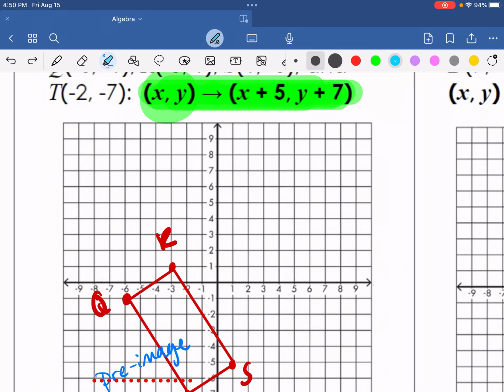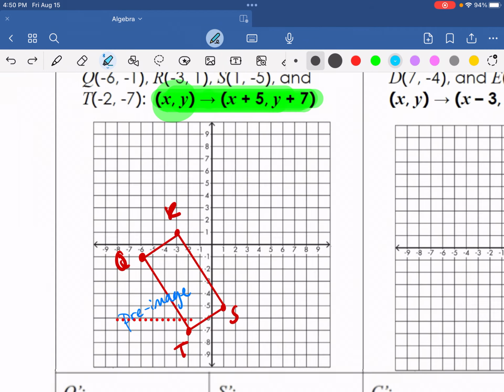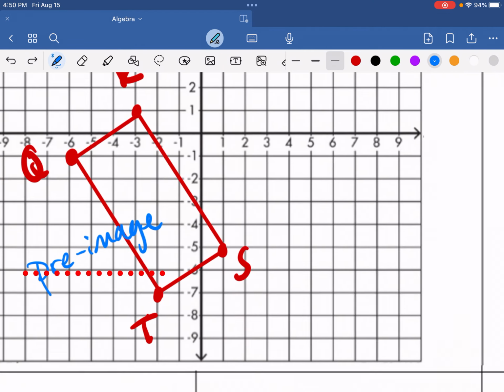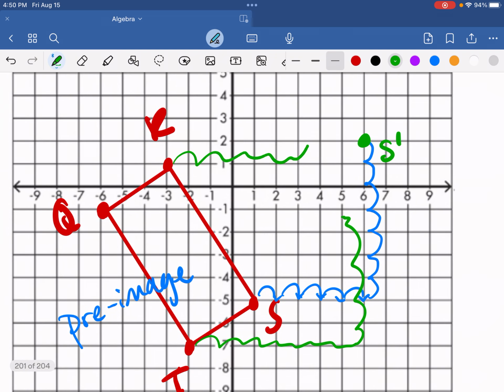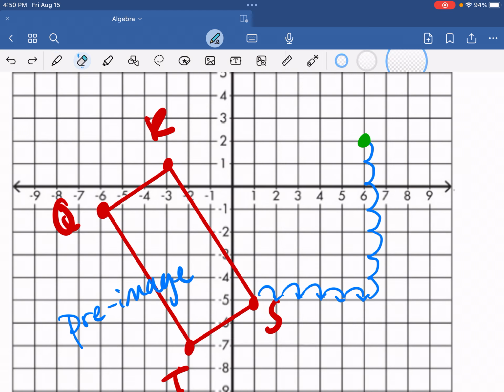You can count, so here, if it says +5 and +7, you can count box by box. So you can say, hey, 1, 2, 3, 4, 5, and then go up 7. 1, 2, 3, 4, 5, 6, 7. So your new S should be here, S prime. Make sure you put prime. And then you want to do it again for T. So you want to count and then go up and then put new T, T prime. And then count 5 and then go up 7 and put R prime. So we should be going for all of them.